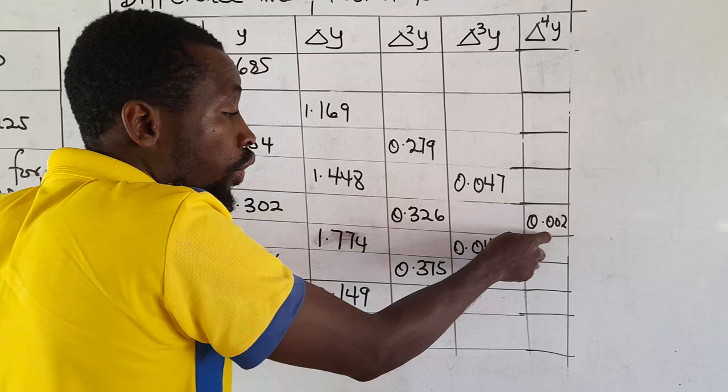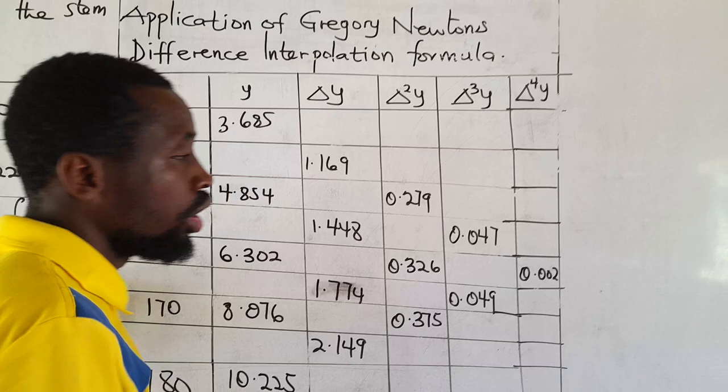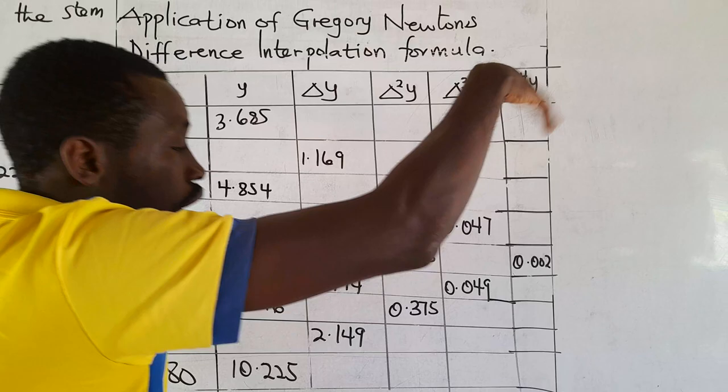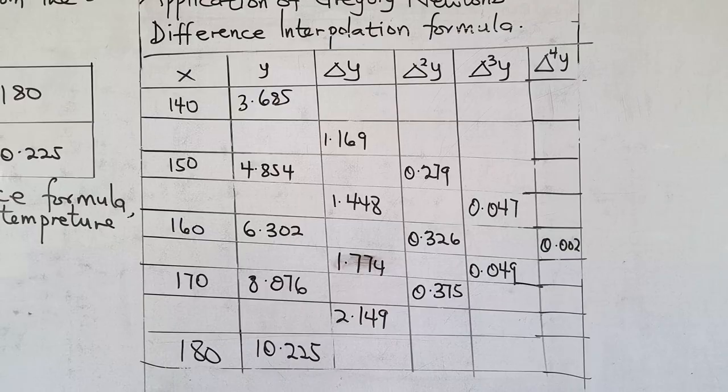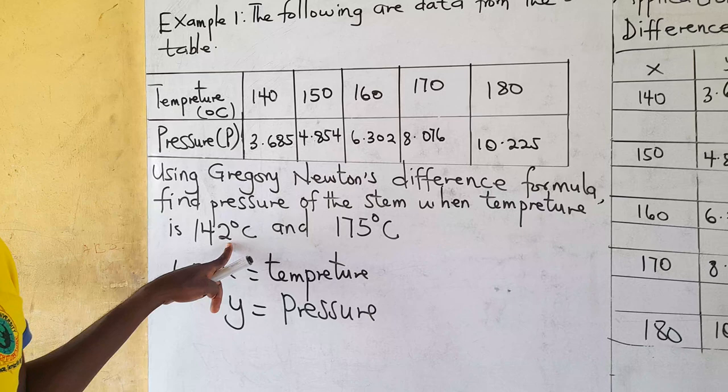That means this polynomial function is actually of the fourth degree. I hope you get that. Or maybe fifth degree thereafter. It depends. So now you identify that to find the value at 142 degrees Celsius, you need to use Gregory Newton's forward difference formula. So I'm going to write that forward difference formula.